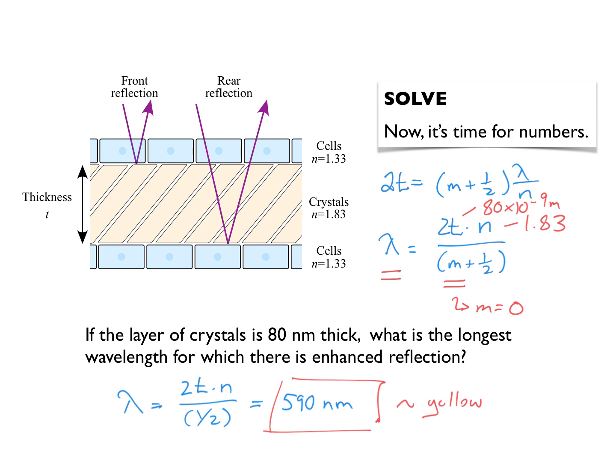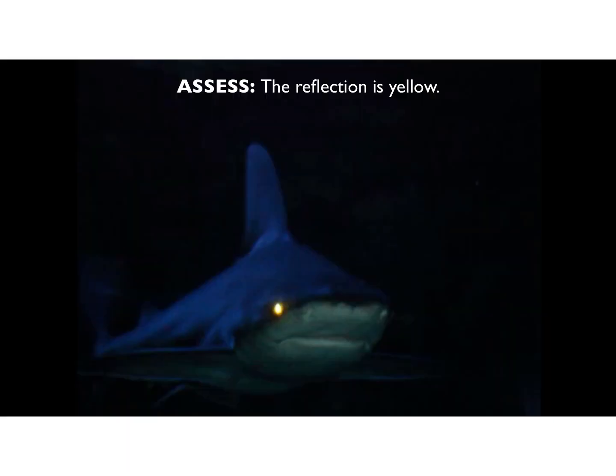And for my assessment, if I look at the reflection from a shark's eye, its eye shine, what I get is yellow. And so my assessment is, yes, my calculation does match my experience of the way the world works. And that's the type of problem we're going to be doing when we're looking at thin film interference.